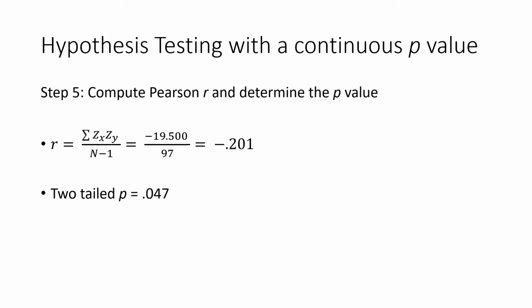Step 5 is to actually compute the correlation coefficient and then interpret its p-value. Again, we're going to be more interested in you interpreting these values than crunching the numbers by hand. In this case, if you did crunch it by hand, you'd get a negative 0.2. And again, previous research got a negative 0.22, so we're pretty close to what they got. We're going to do a two-tailed p-value here. And so the p-value is 0.047, and now the next step is to interpret that p-value.